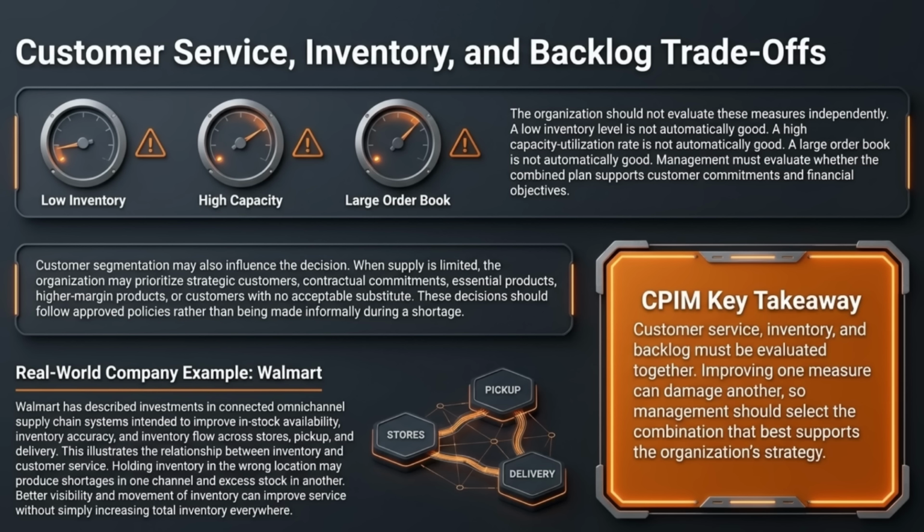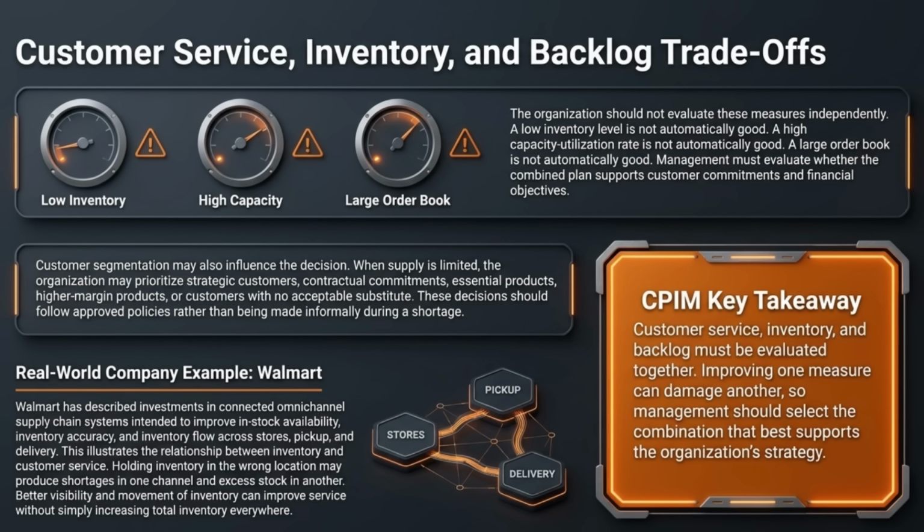Real-world company example: Walmart. Walmart has described investments in connected omni-channel supply chain systems intended to improve in-stock availability, inventory accuracy, and inventory flow across stores, pickup, and delivery. This illustrates the relationship between inventory and customer service. Holding inventory in the wrong location may produce shortages in one channel and excess stock in another. Better visibility and movement of inventory can improve service without simply increasing total inventory everywhere.